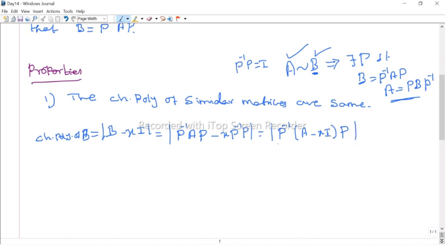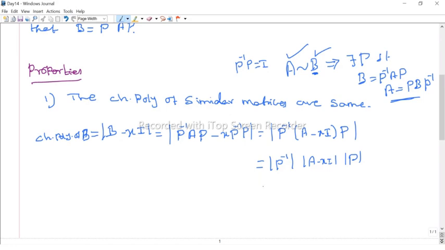Inside we get A minus xI, so we have three matrices: P inverse, A minus xI, and P. We take the determinant of the product. We know the property of determinants: determinant of AB equals determinant of A times determinant of B. Therefore we get the determinant of P inverse times the determinant of A minus xI times the determinant of P.